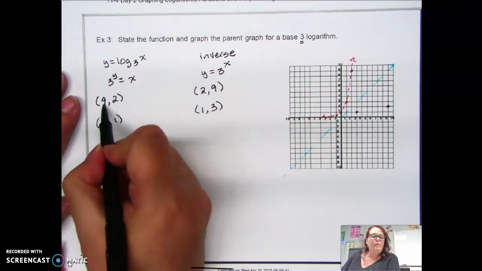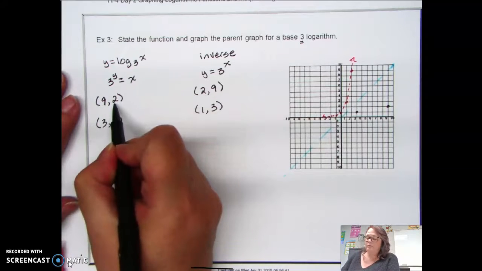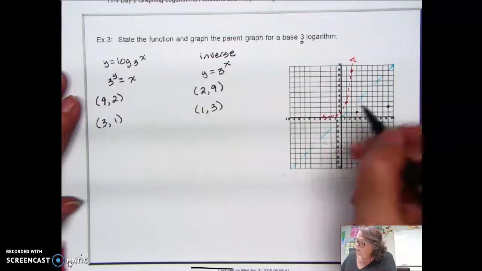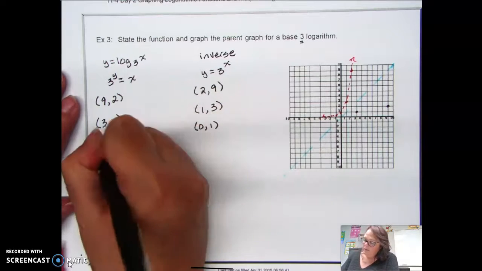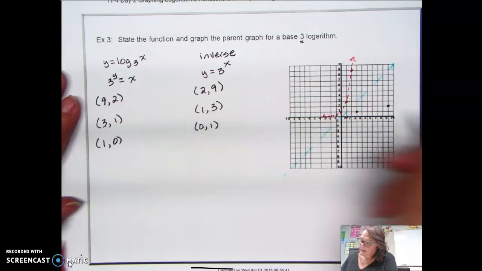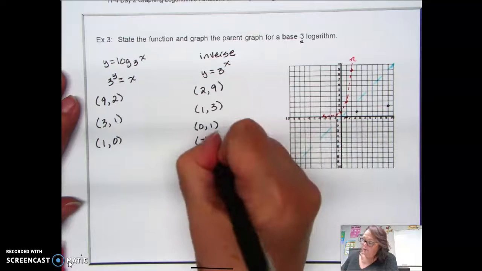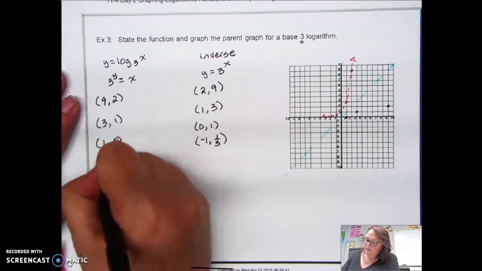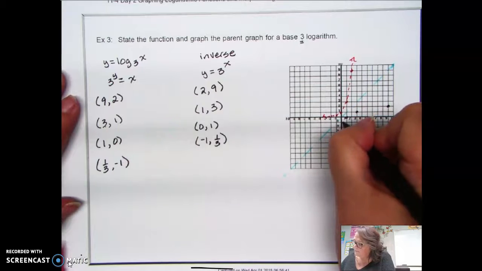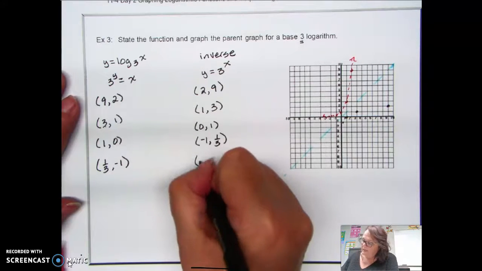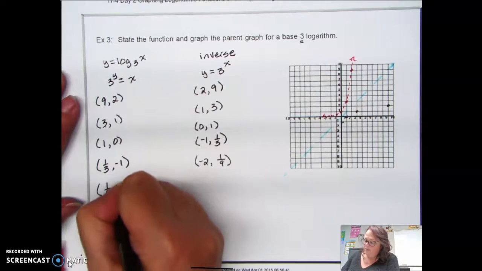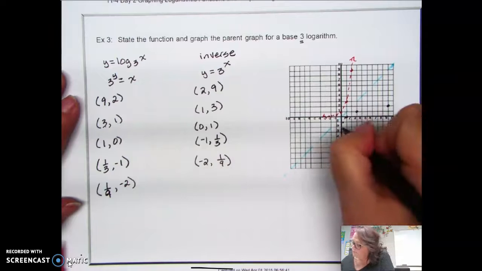And so again, we're saying what power of 3 is 9? That power is 2. What power of 3 is 3? That power is 1. The next point we graphed was 0, 1. And so we're saying what power of 3 is 1? And that power is 0. And then we graphed negative 1, 1/3. So then we'd say what power of 3 is 1/3? And that's negative 1. And then we graphed negative 2, 1/9. And so we'd say 1/9, what power of 3 gives me 1/9? And that is negative 2.